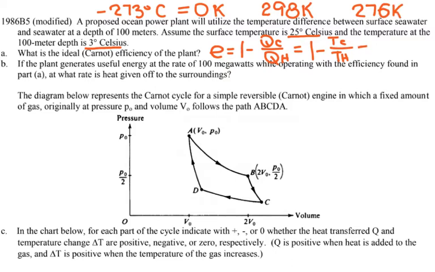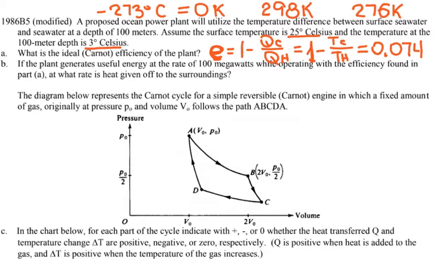If I plug my numbers into the efficiency formula for T cold and T hot, I have 1 minus T cold is 276, T hot is 298. So if I plug in the numbers, I get the efficiency of 0.074, or 7.4%.